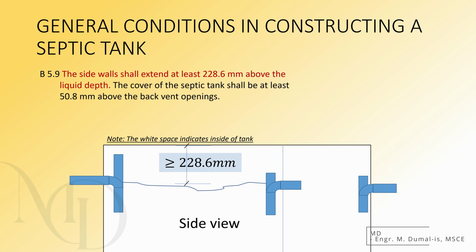Moving on to section B5.9. The code requires that the side walls of the septic tank extend at least 228.6 millimeters above the liquid depth. This extra height prevents overflow and provides freeboard inside the tank.